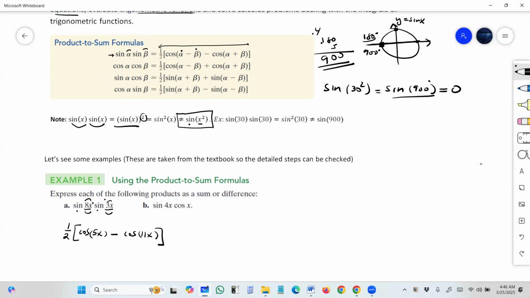11x. Right? And then if you want, you could do something like this. Cosine. This is the other thing I'm going to talk to you about immediately after I finish this. This is cosine 5x over 2 minus cosine 11x over 2. Now, this is the final answer, as you see.